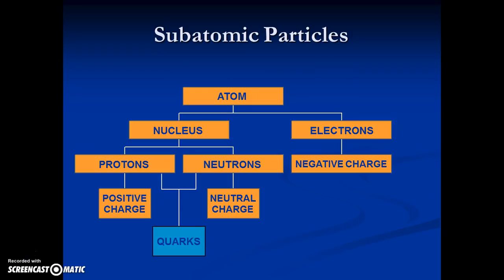And in the last 50 or so years, we've learned that protons and neutrons are made up of even smaller particles called quarks. Not very important to us right now in beginning chemistry, but later on they will be.